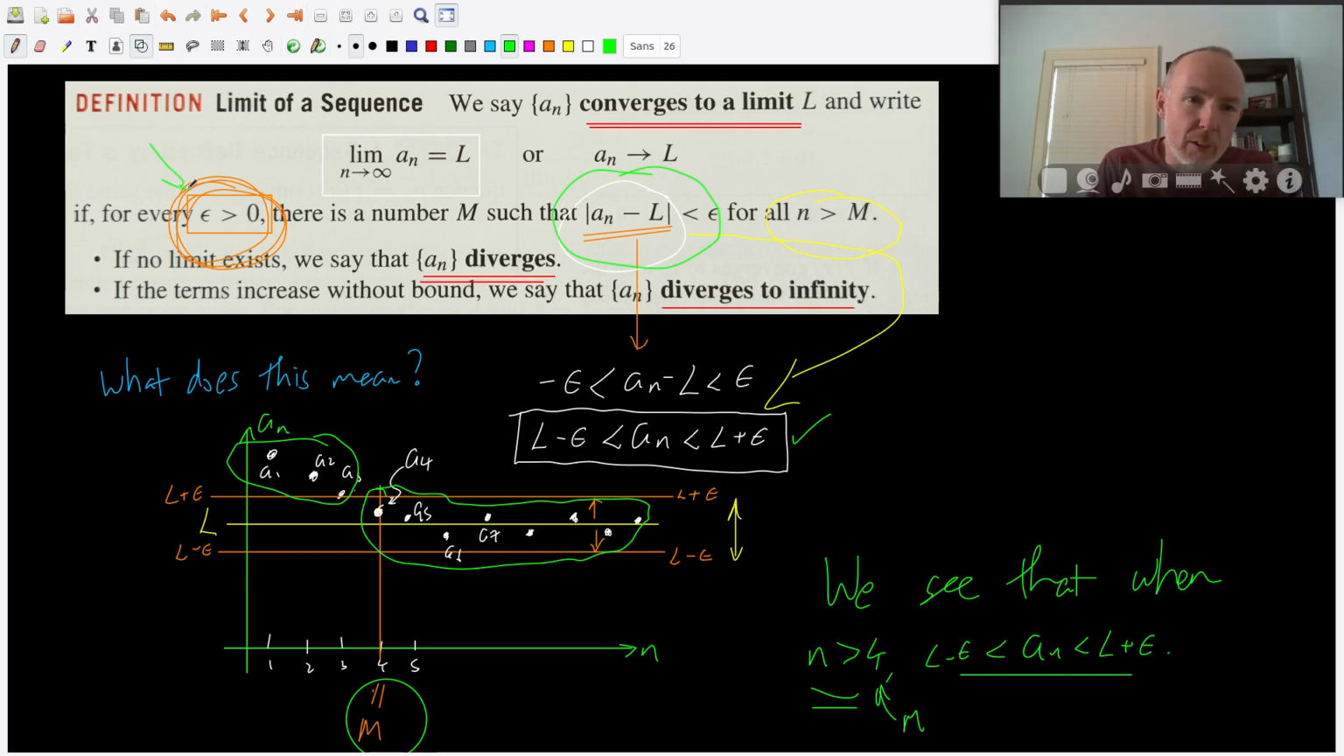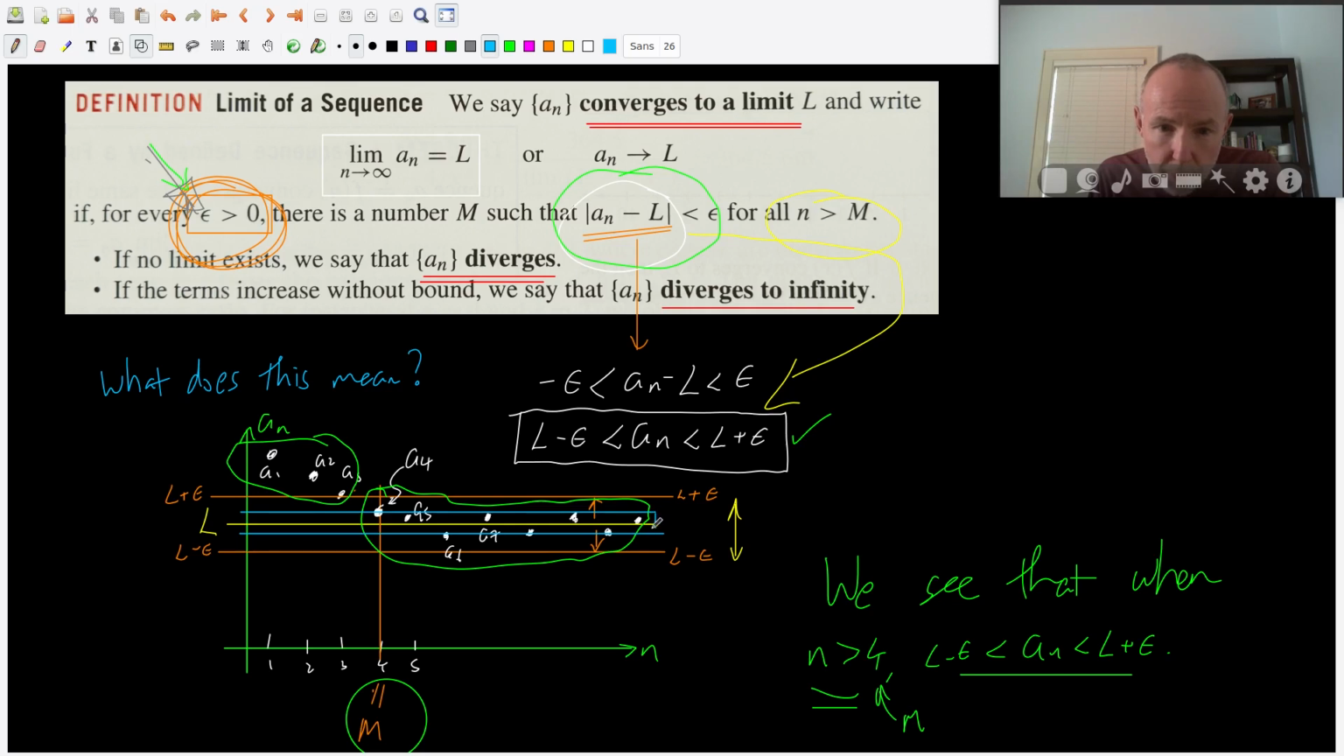The key idea is back here, the fact that that epsilon is a positive number, but this has to be true for every possible positive number. So no matter how small I make that gap, I start at the limit L and I go up a little tiny bit and I go down a little tiny bit. No matter how small that epsilon is, I can still eventually find a place where all of the points lie close enough to L.